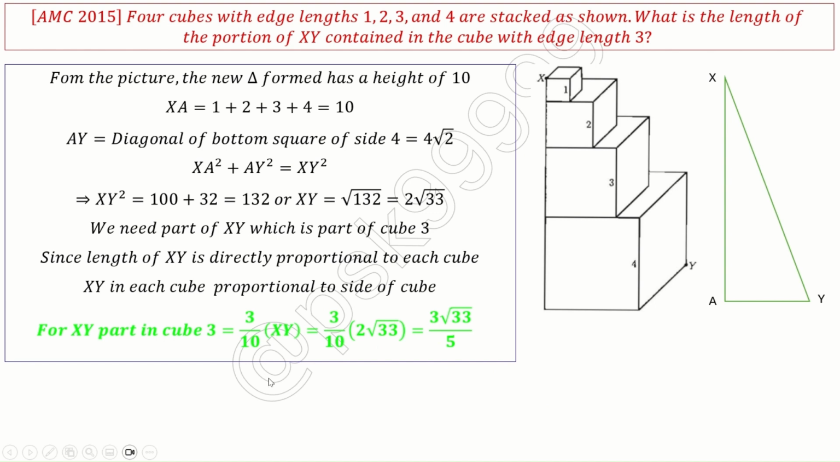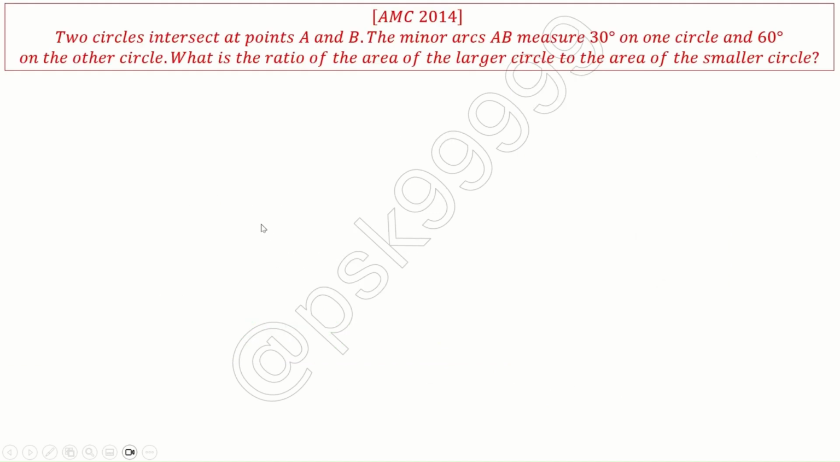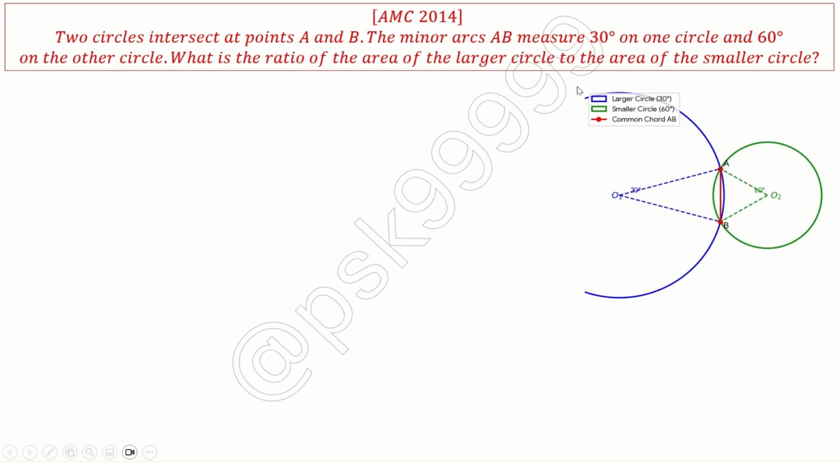Okay. Hope you understand the logic here. That's important. Next. Two circles intersect at points A and B. The minor arcs AB measure 30 degrees on one circle and 60 degrees on the other circle. What is the ratio of the area of the larger circle to the area of the smaller circle? First see the picture, then you will understand. This is a larger circle, this is a smaller circle. They intersect here at points A and B. AB makes 60 degrees on the smaller circle, 30 degrees on the larger circle.